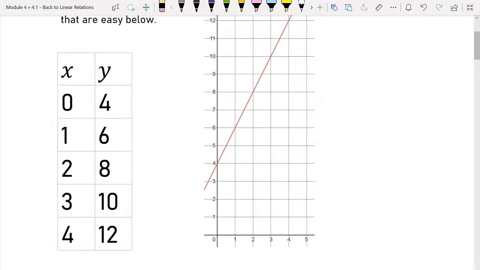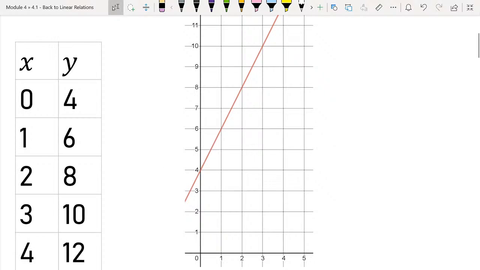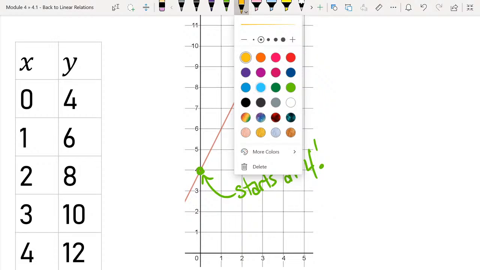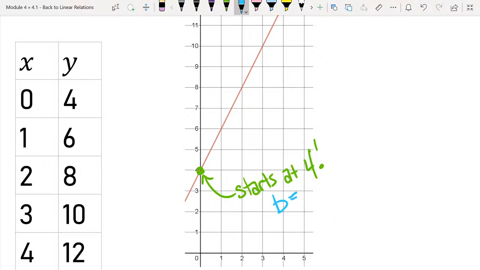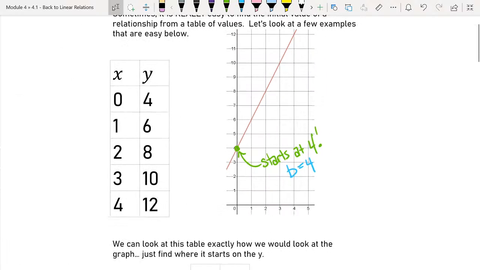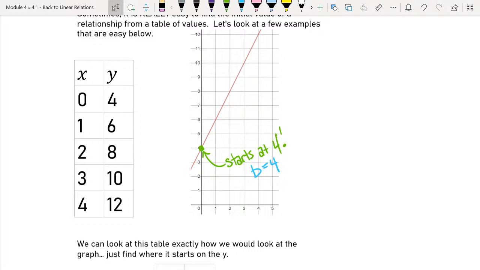So with that in mind, if we look at this relationship, the same one we looked at in the last lesson, this is the starting value right there. So we would say this one starts at 4. And for whatever reason, we use the letter B to represent the initial value. So in this case, we would say that this line has a B value of 4, an initial value of 4. And the question is, how do we find that on not a graph, but a table of values?